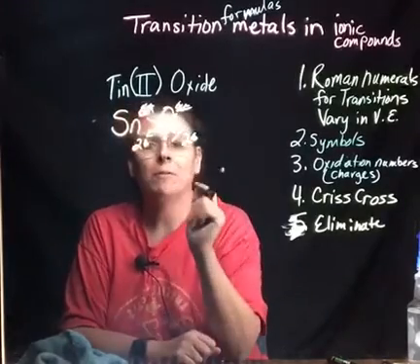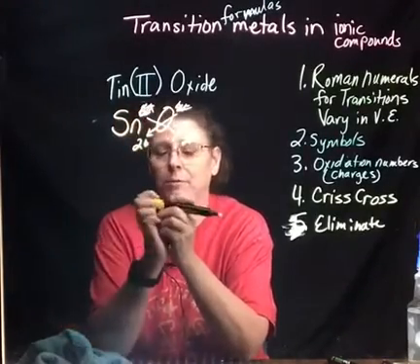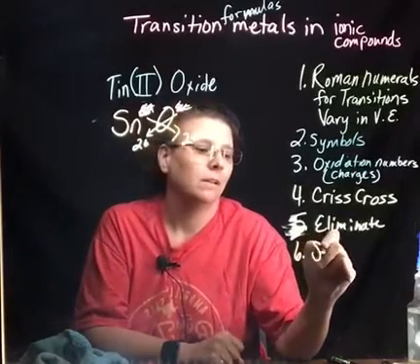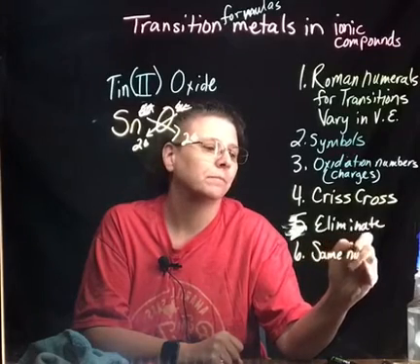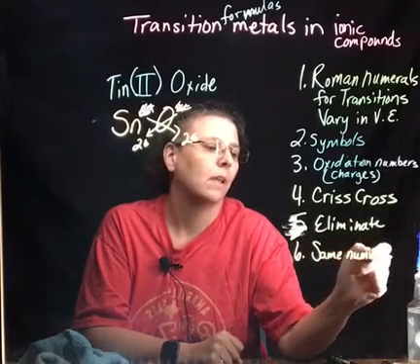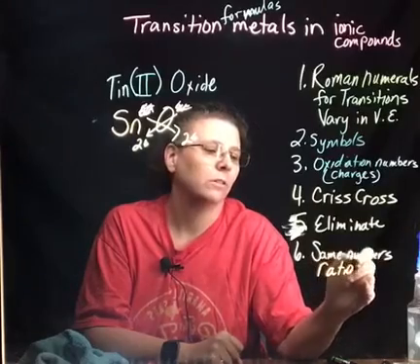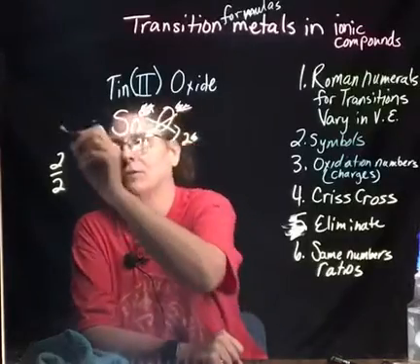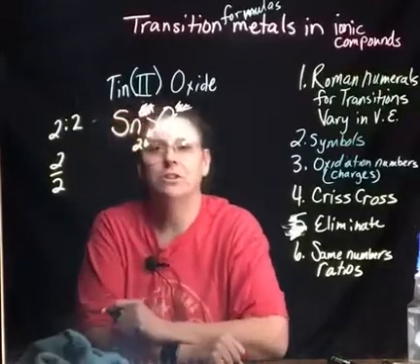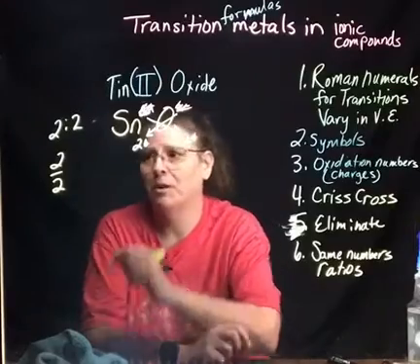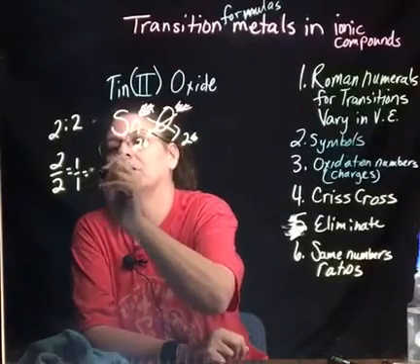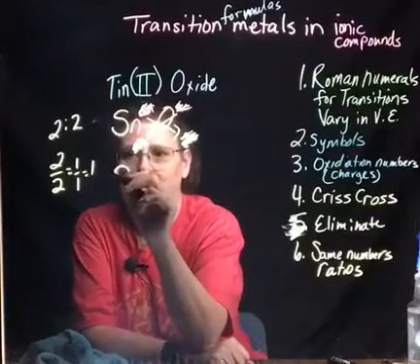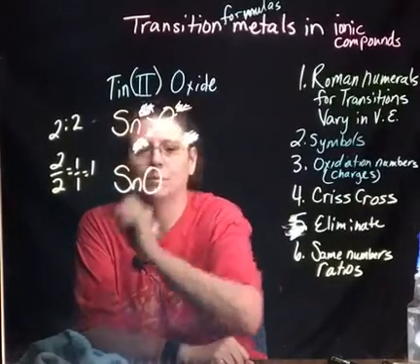And if you remember from the video that we watched right before Thanksgiving, if I have 2 numbers that are the same number, remember these are ratios, so it would look like this, 2/2, just like a fraction, or 2 for a ratio. We can reduce those to a 1-to-1 ratio, which is 1, and we get rid of 1s. So our final formula would be SnO.